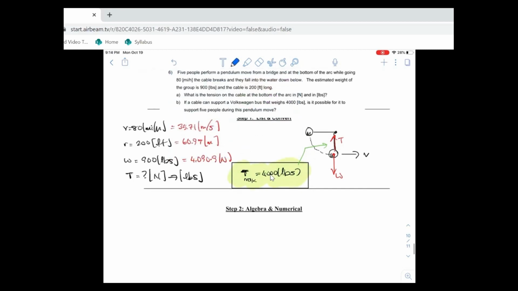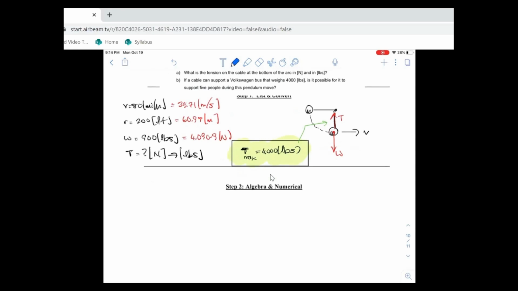Okay, so I'm going to show you something. I'm sure you guys noticed it by now because you've been using it. Weight is mg, right? So g is roughly about 10. So if you move the decimal to the left, that's going to give us our mass.